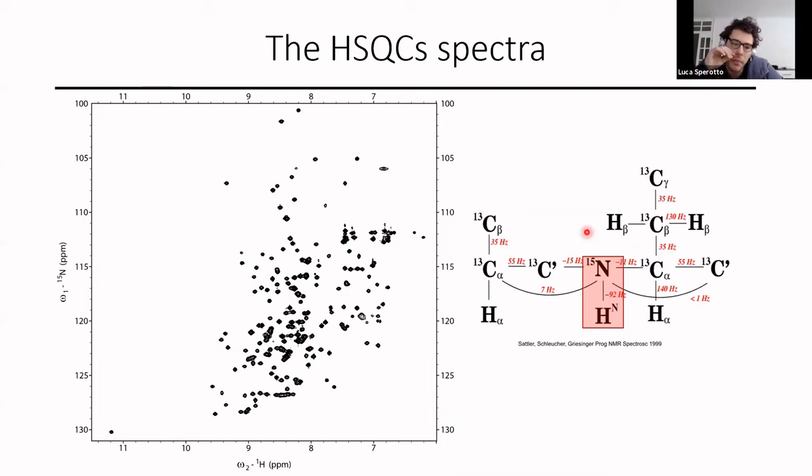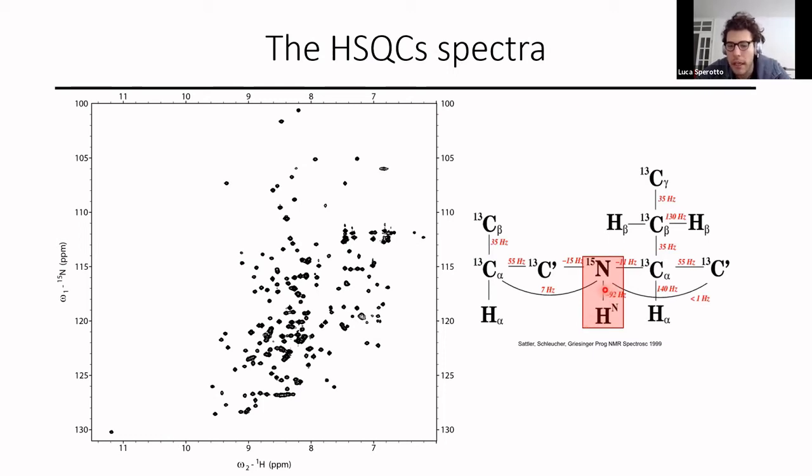Basically, it's a 2D spectrum where we use the J coupling between the N, so the nitrogen, and the proton, to have a 2D spectrum. So in one dimension, we have the chemical shift of our proton, and in the other one, we have the chemical shift of the nitrogen. And the peaks are these circles here. And basically every peak that we look at here is one NH group in our protein.